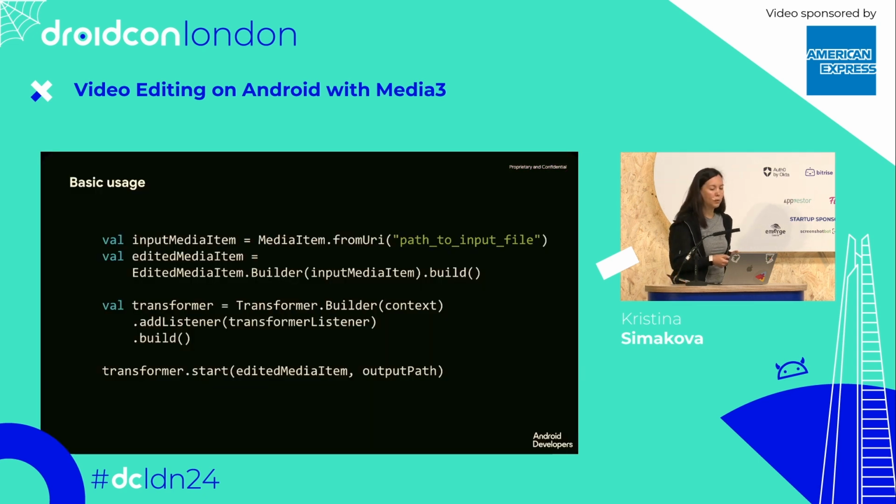Here's a simple basic usage of Transformer APIs. We start with media item and pass it to edited media item when we build it. Then we create a Transformer instance and add a listener so it can notify us when the transformation is complete or when there are any error cases. And finally, we start the transformation by supplying it with edited media item we just defined and output path.